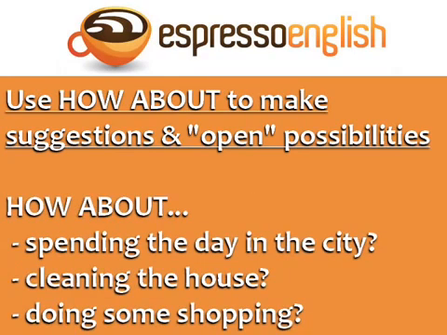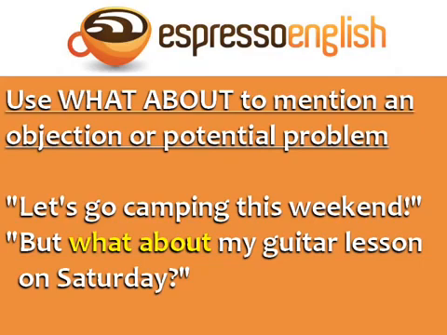In this dialogue, the phrase how about is used to make 3 different suggestions. How about spending the day in the city? How about cleaning the house? How about doing some shopping? Use what about to mention an objection or potential problem.